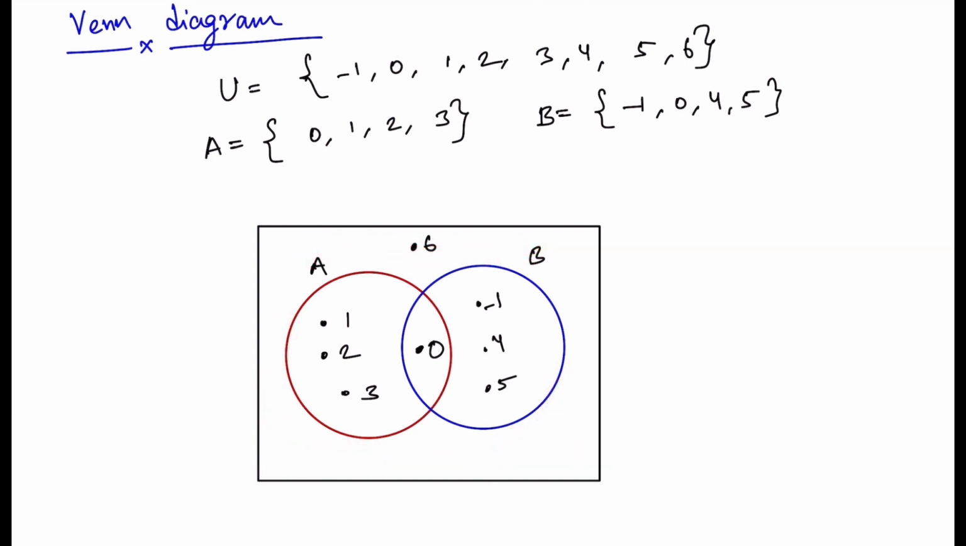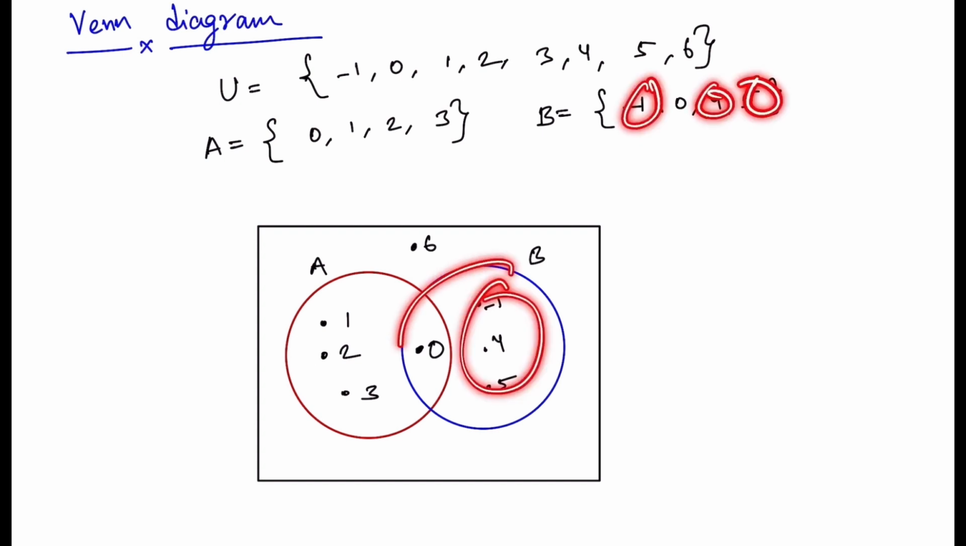Okay, so how have we started this? First we found whether there are common elements or not, and there was a common element, 0, so we put that 0 in the common region. Then the remaining elements like 1, 2 and 3 go here, because this is the region of A, so they will be in this region only. Then the remaining elements -1, 4, 5 will be here because this is the region of B.